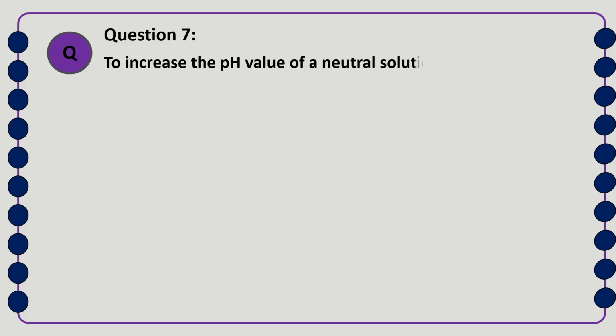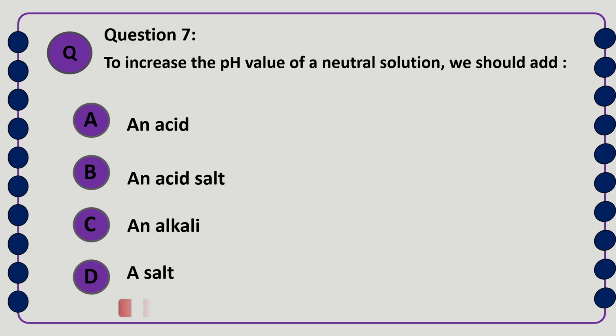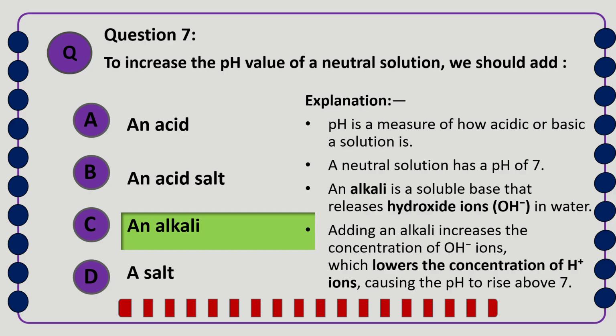To increase the pH value of a neutral solution, we should add an acid, salt, an alkali, a salt. The correct answer is an alkali. Let us take the explanation. pH is a measure of how acidic or basic a solution is, meaning to know the strength of an acid.